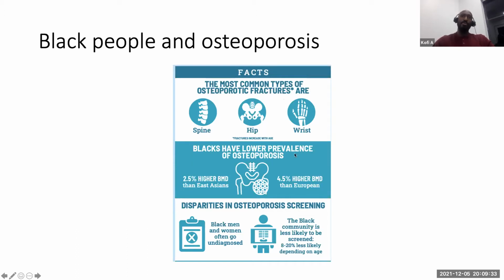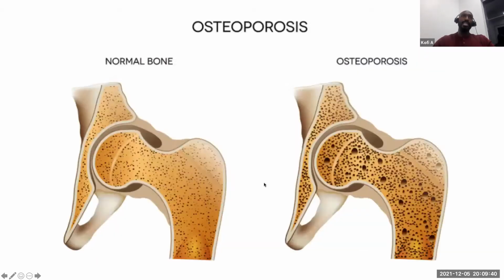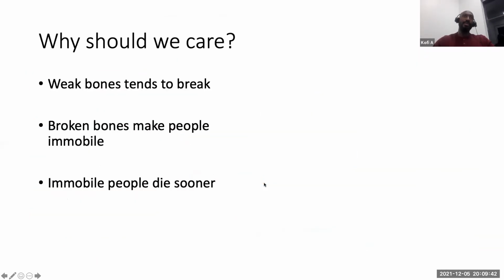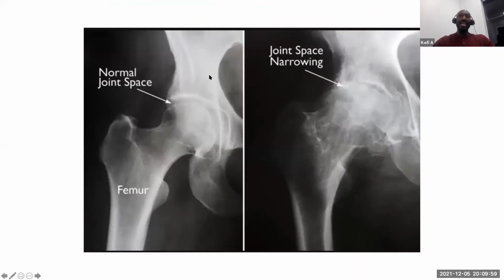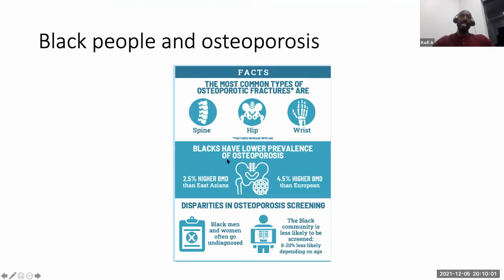Black people have a lower prevalence of osteoporosis. Remember we talked about vitamin D back here: because we're able to soak up more vitamin D in this part here, our bones are actually naturally stronger than white people and even Asian people. That's because the melanin in our skin helps us work with sunlight enough to have better vitamin D. So we actually have less osteoporosis than our Asian friends and our European friends.